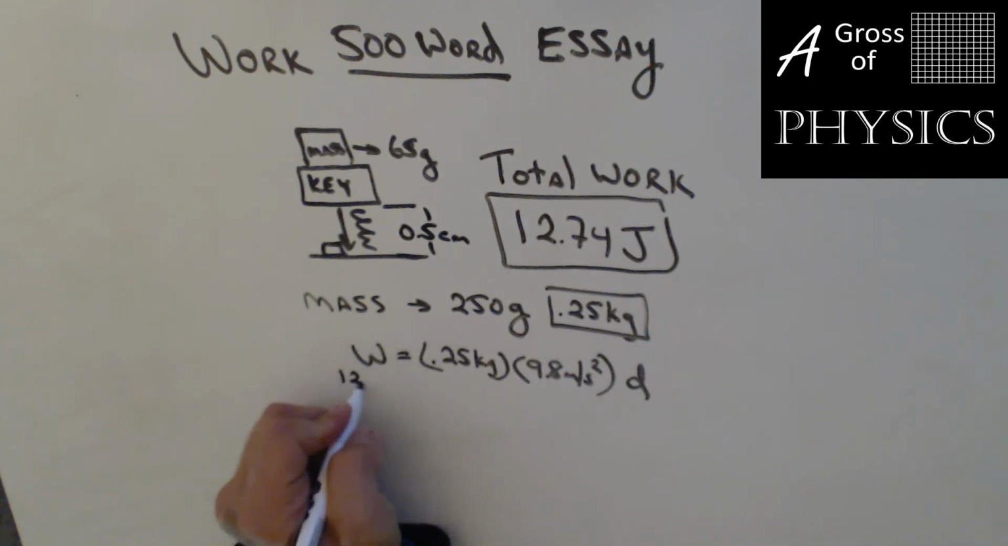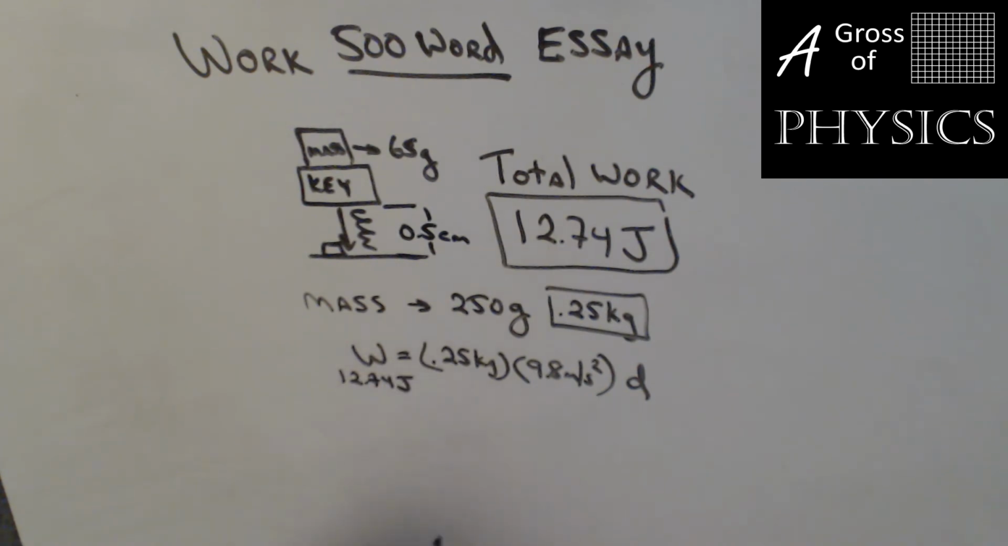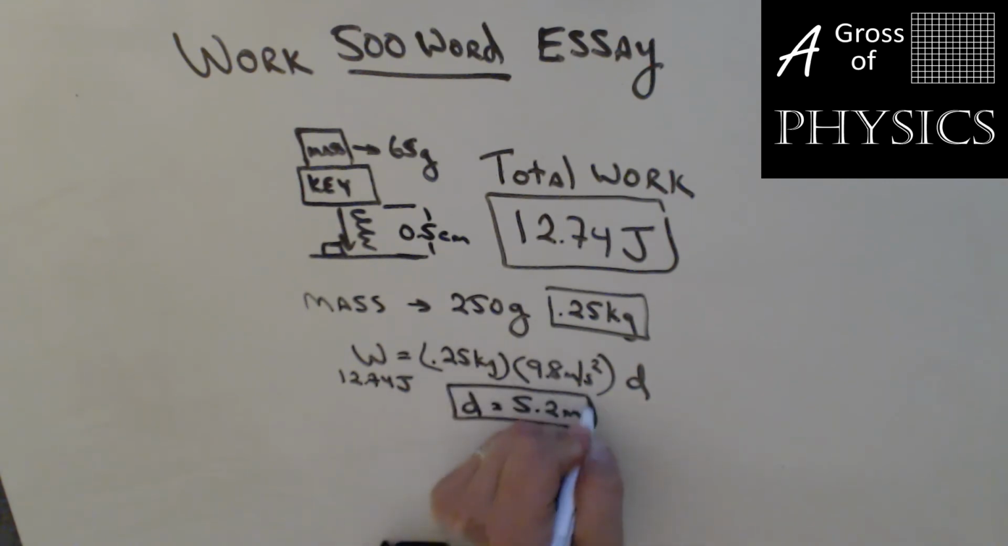W is 12.74, and since we were twice as big as it should have been, what's going to end up happening is if you take 12.74 and divide it by 0.25 times 9.8, you'll end up getting 5.2 meters, which is a significant amount of distance.